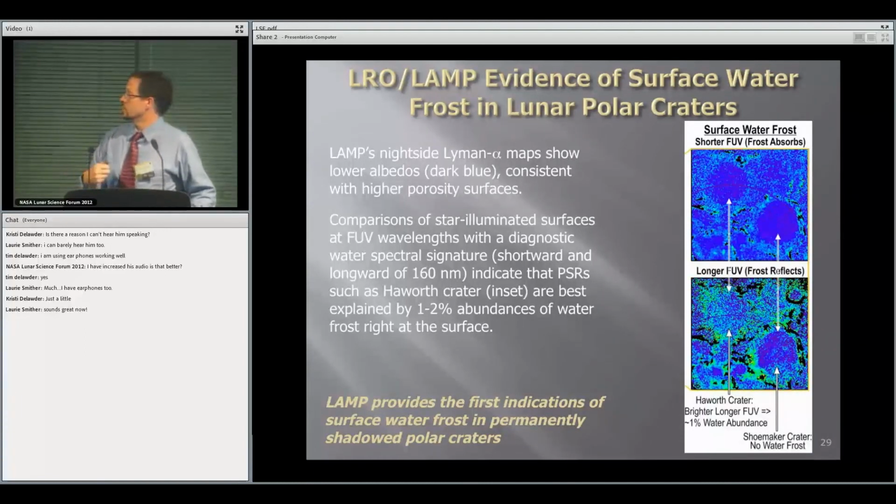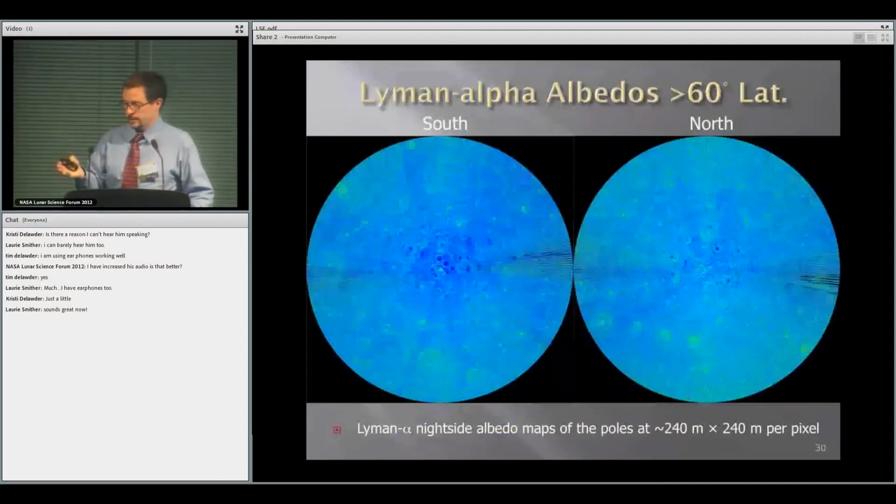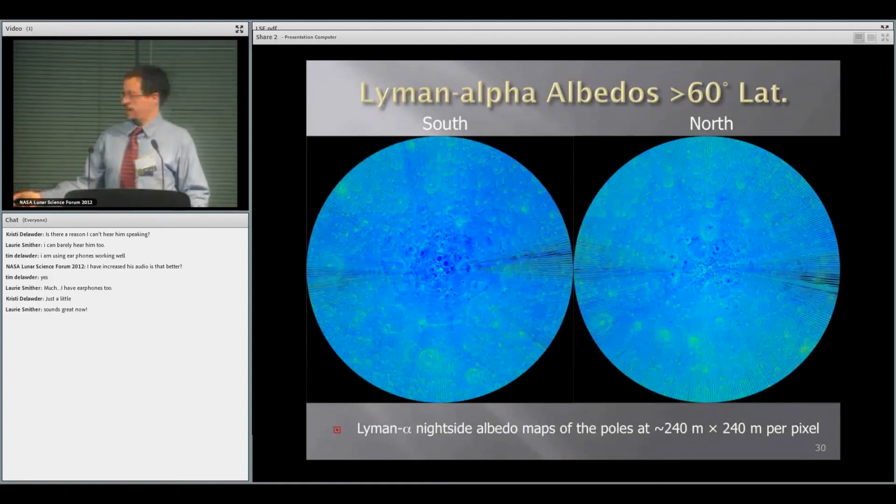Just briefly, I'll show, since LAMP is a photon integrating instrument, as we collect more and more signals throughout the course of the mission, we can extend our measurements to lower and lower latitudes, and we have some good data there by now. And these are 240 meter by 240 meter pixel maps, kind of like the WAC or Diviner resolution. Next slide, please. When we zoom in on these types of regions, it's a little slow. You can see brightenings of these crater walls there, and this was expected from Apollo 17 UVS measurements. Next slide, if you didn't hear me.